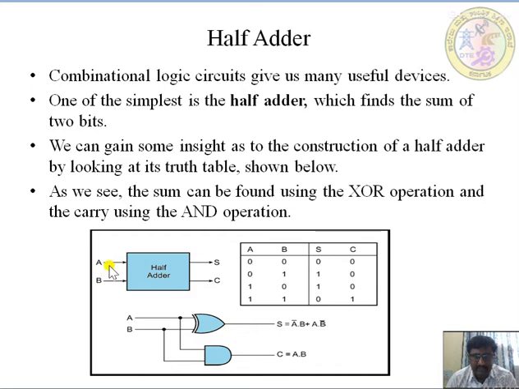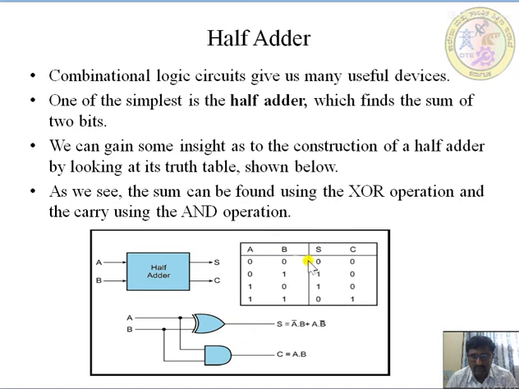A and B are two inputs, so 2 raised to 2 means 4 combinations, from 0 to 3. 0 is represented in binary as 0 0, 1 is 0 1, 2 is 1 0, and 3 is 1 1. Now we'll add the terms A and B.